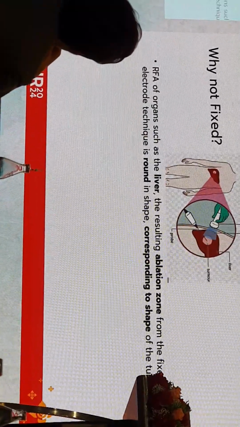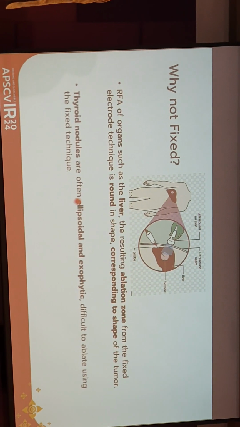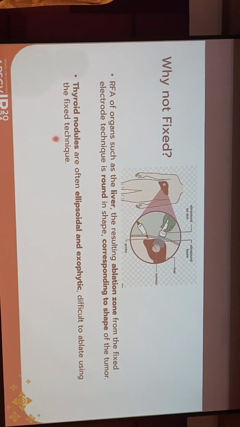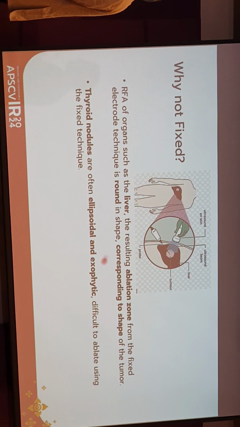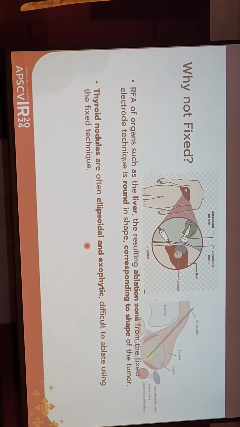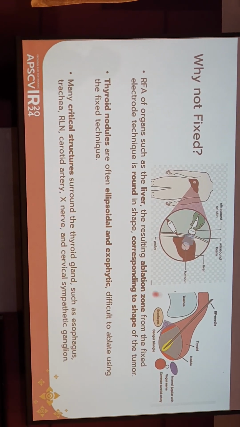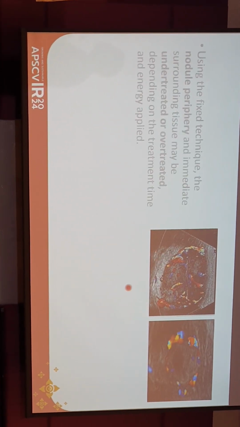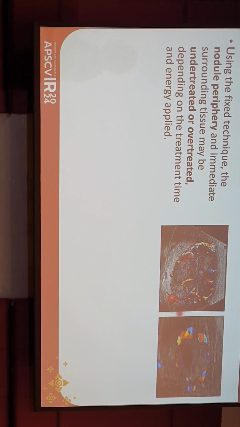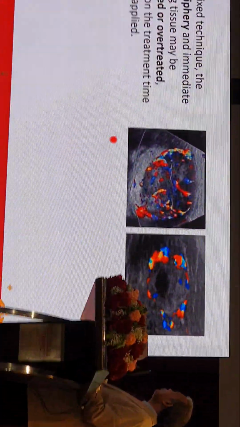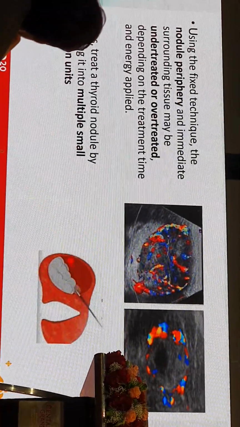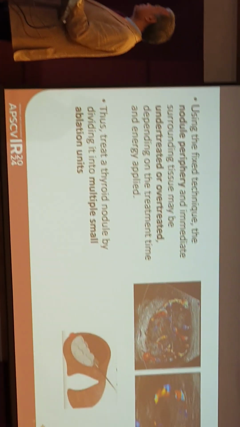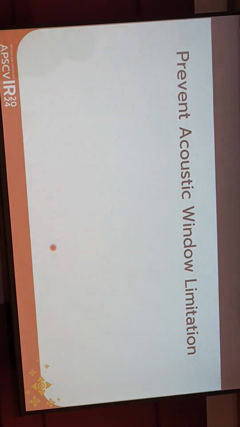Why do we use the moving shot technique, not the fixed ablation as we do in the liver or kidney? Because most thyroid nodules are ellipsoidal, exophytic, and also very close to vital structures. In the liver, we have margins to save the important structures. Also, if we keep the electrode in the center and just heat it, the central part will be over-treated and the periphery will remain viable. So we treat it in small multiple ablation zones, treating bit by bit.